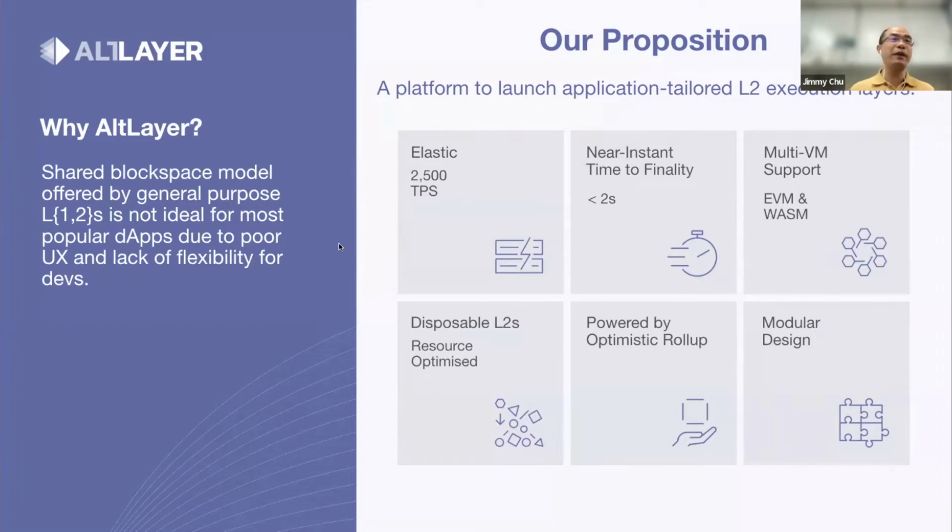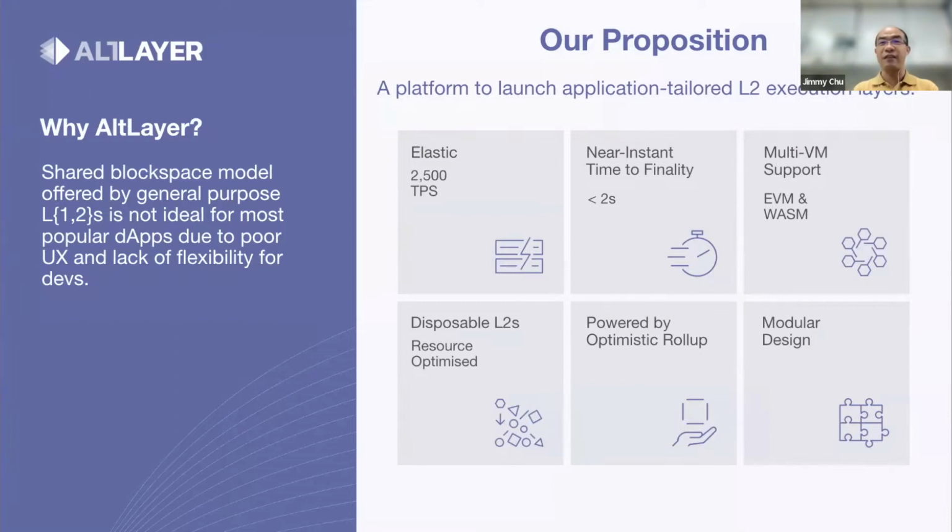So why are we building ALtLayer? Because we see that the shared block space model is not ideal for most popular dApps. Shared block space means that the same blockchain is running different kinds of dApps. But as we mentioned just now in the previous story, one popular dApp can create effects on other dApps running on the same blockchain. So we are thinking if we could offer a layer 2 blockchain that, first of all, you can roll up back to the L1, and secondly, is fast and cheap.